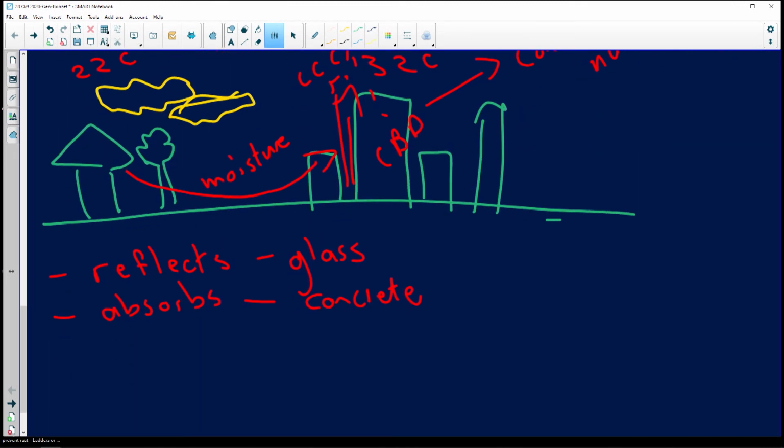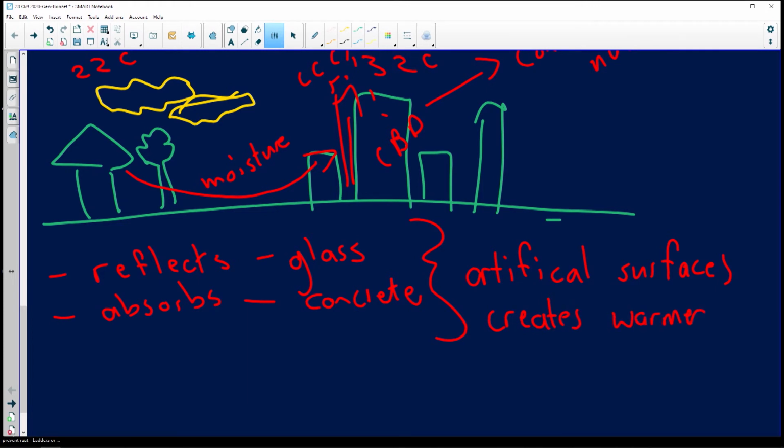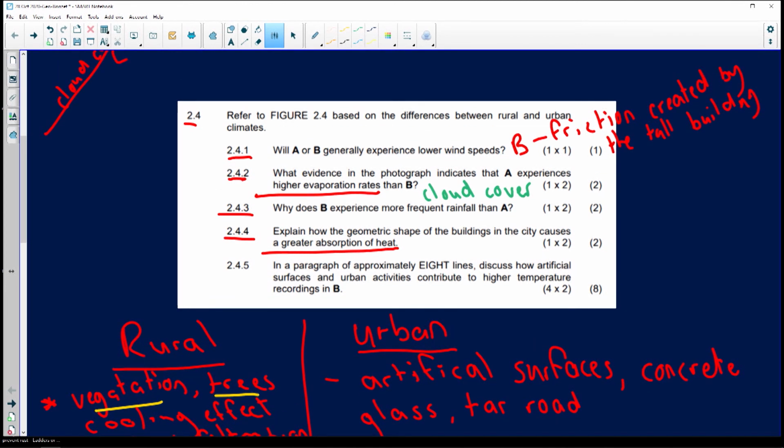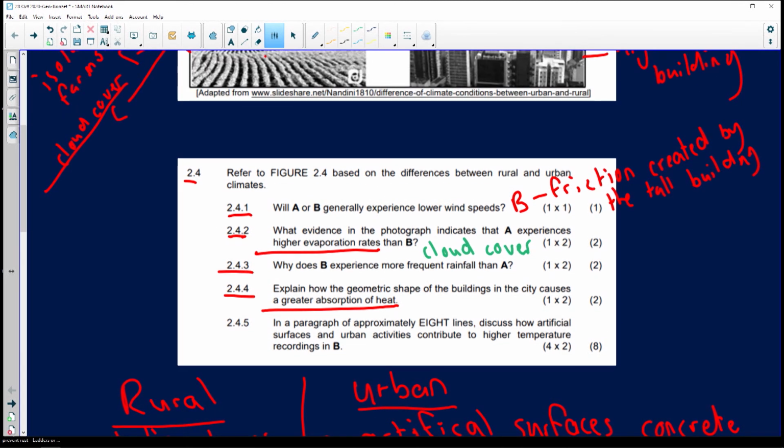So because of the reflection of glass and absorption of concrete, it creates an artificial surface that creates warmer temperatures. Okay, so that's the reason for the geometric shapes that creates absorption of heat because of the type of surfaces. Just imagine yourself with a tar road surface. Okay, it's dark in color, right? It absorbs much of the heat.